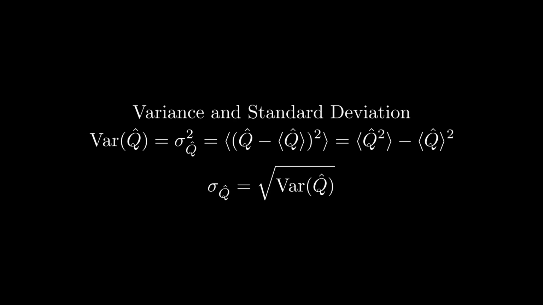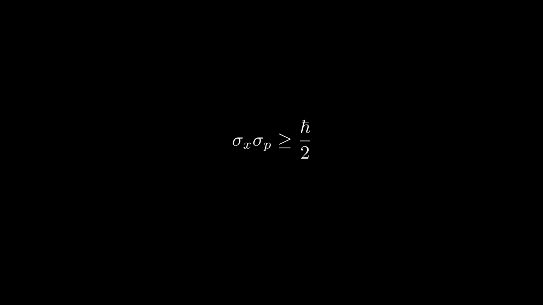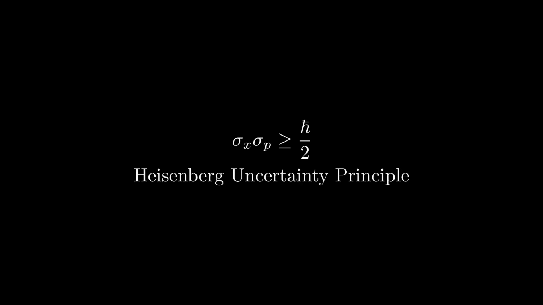For position and momentum, we will see that it is impossible to measure both simultaneously to exact precision for a given state, as they are non-commuting operators. In particular, we have that the uncertainty for x and p satisfies the following inequality. This is known as the Heisenberg uncertainty principle. In the next video, we will see how the uncertainty principle generalizes to all pairs of operators.